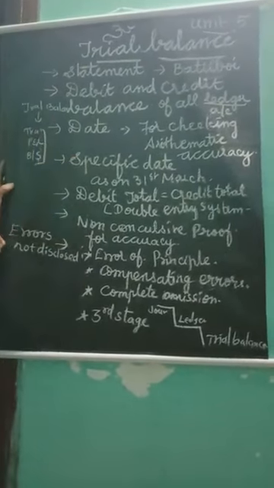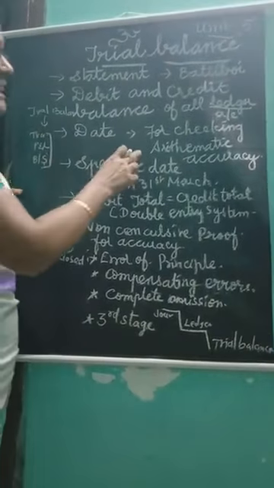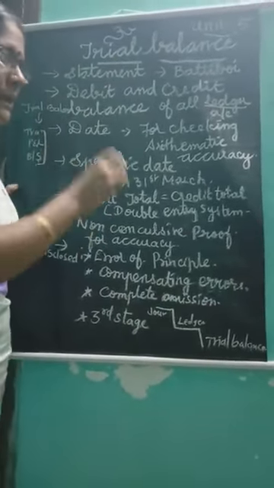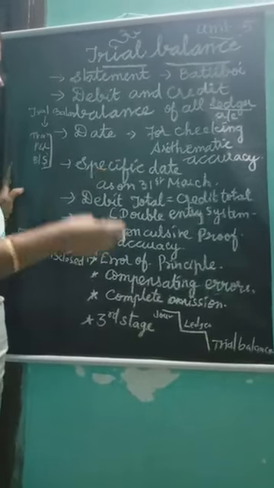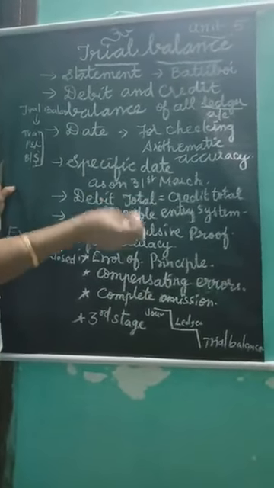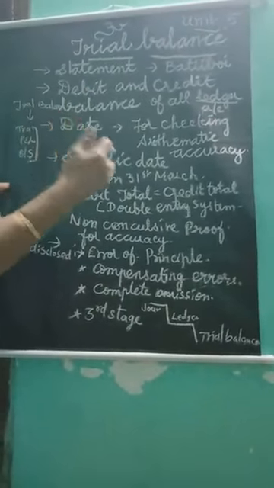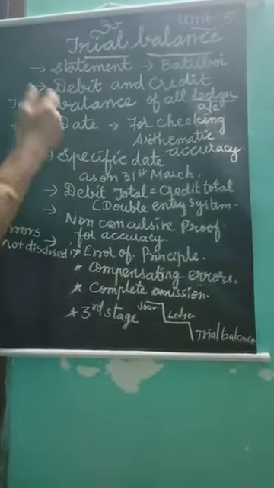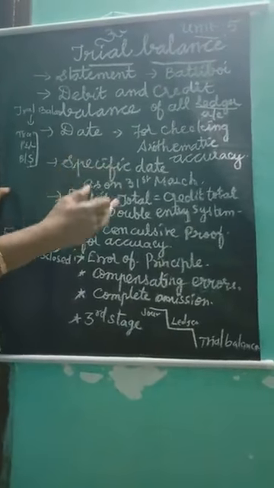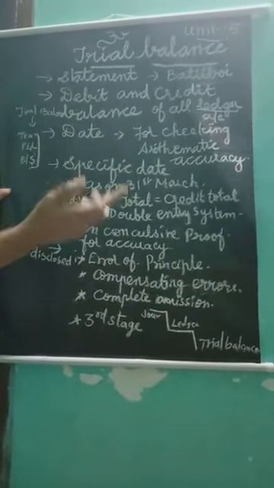Why are we preparing this statement? For checking the arithmetical accuracy. What is meant by arithmetical accuracy? Whether we have posted correctly or not. Whether there is a difference in the casting. Casting means totaling. Is there any difference in the total? We can find out the mistake.